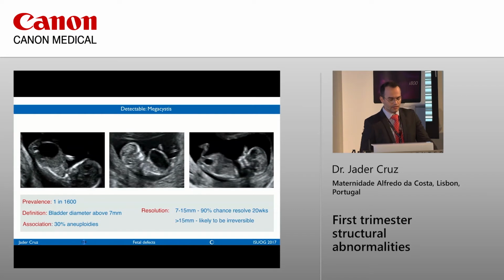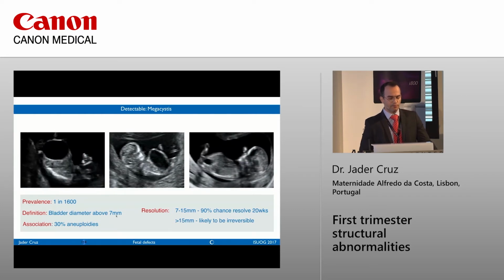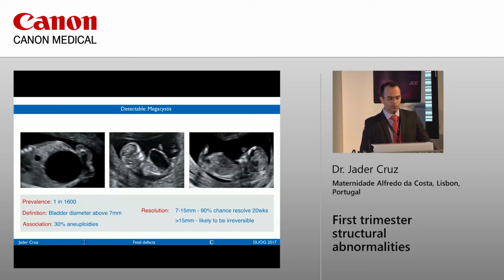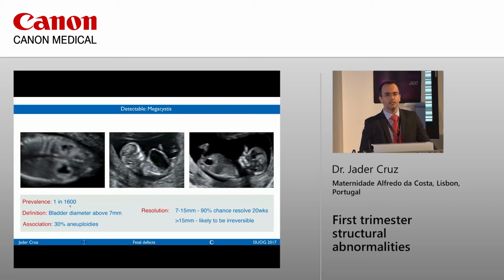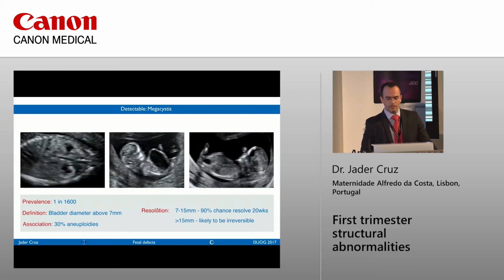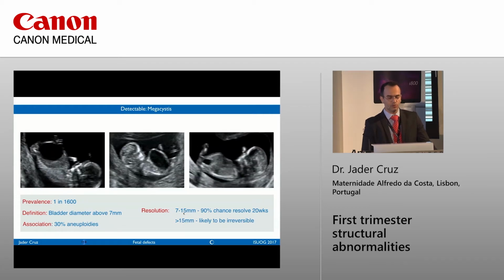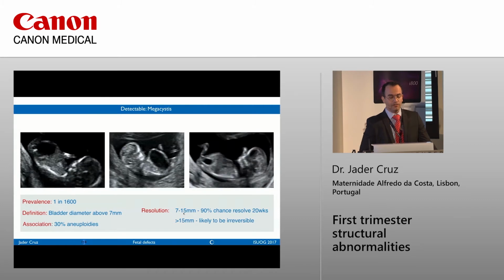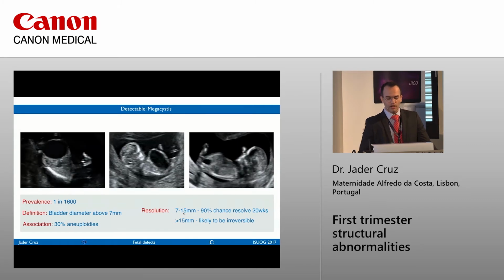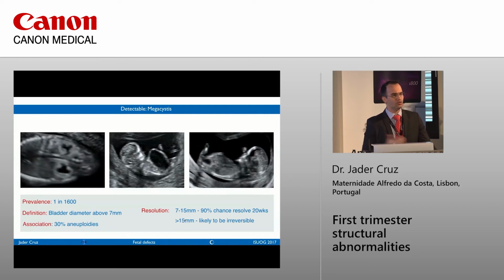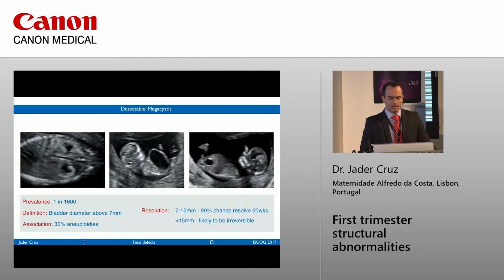Megacystis is defined by a bladder diameter higher than 7 millimeters. There is a strong association with aneuploidies. The prevalence is around 1 in 1,600. And interesting, if you have a bladder that is less than 15 millimeters, these are the megacystis that are more likely to be related with chromosomal abnormalities. And if that is not a chromosomal abnormality, the chance of resolving spontaneously is about 90%. If it is bigger, more than 15 millimeters, it's likely to be reversible, and it is also likely not to be related with a chromosomal abnormality. Just to remind you a little bit of that.